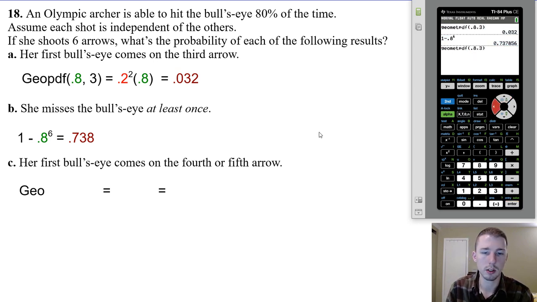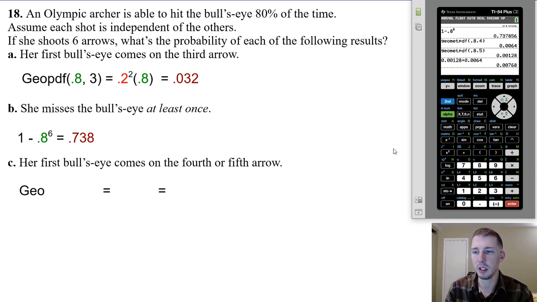So her first success was on the 4th arrow, which would be this here. And then first success was on the 5th arrow, which would be that right there. Then I'm just going to add those 2 together. So that value plus that value, I think that was pretty easy to follow. So basically it would be 0.768, and I know I didn't update that.